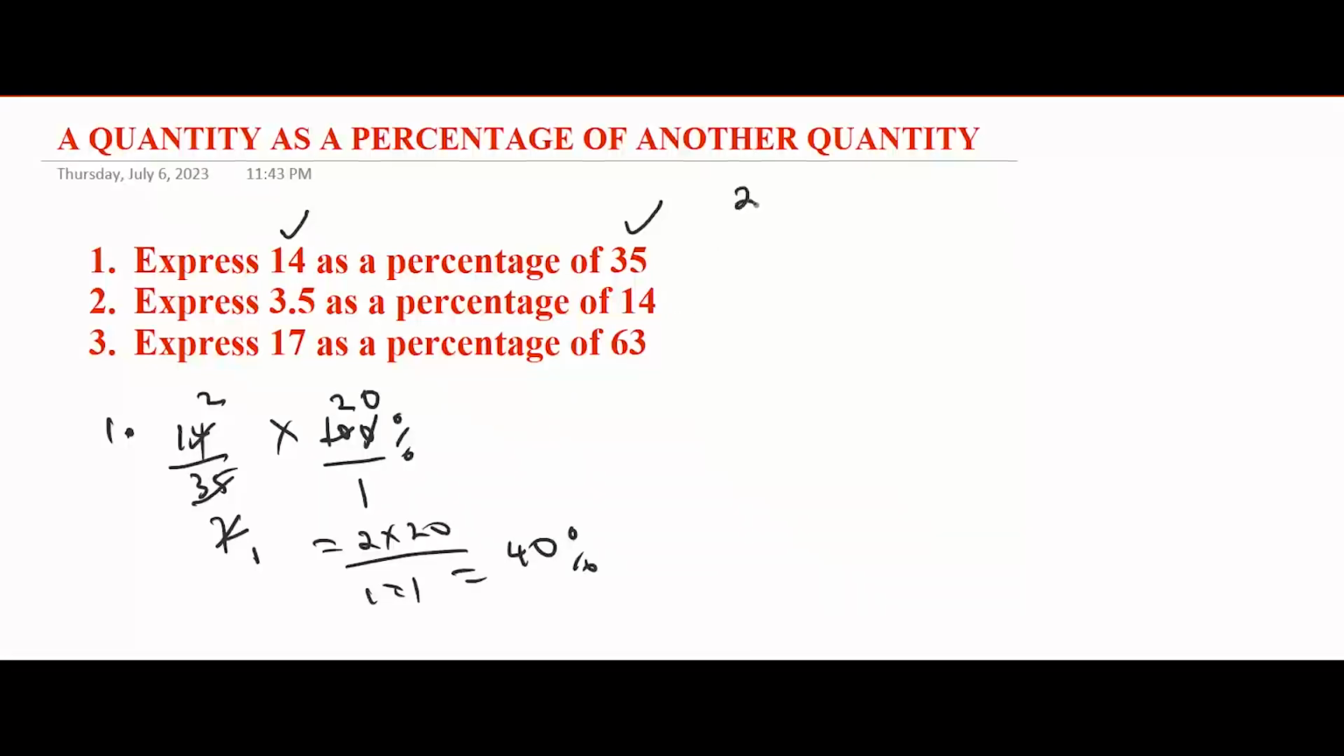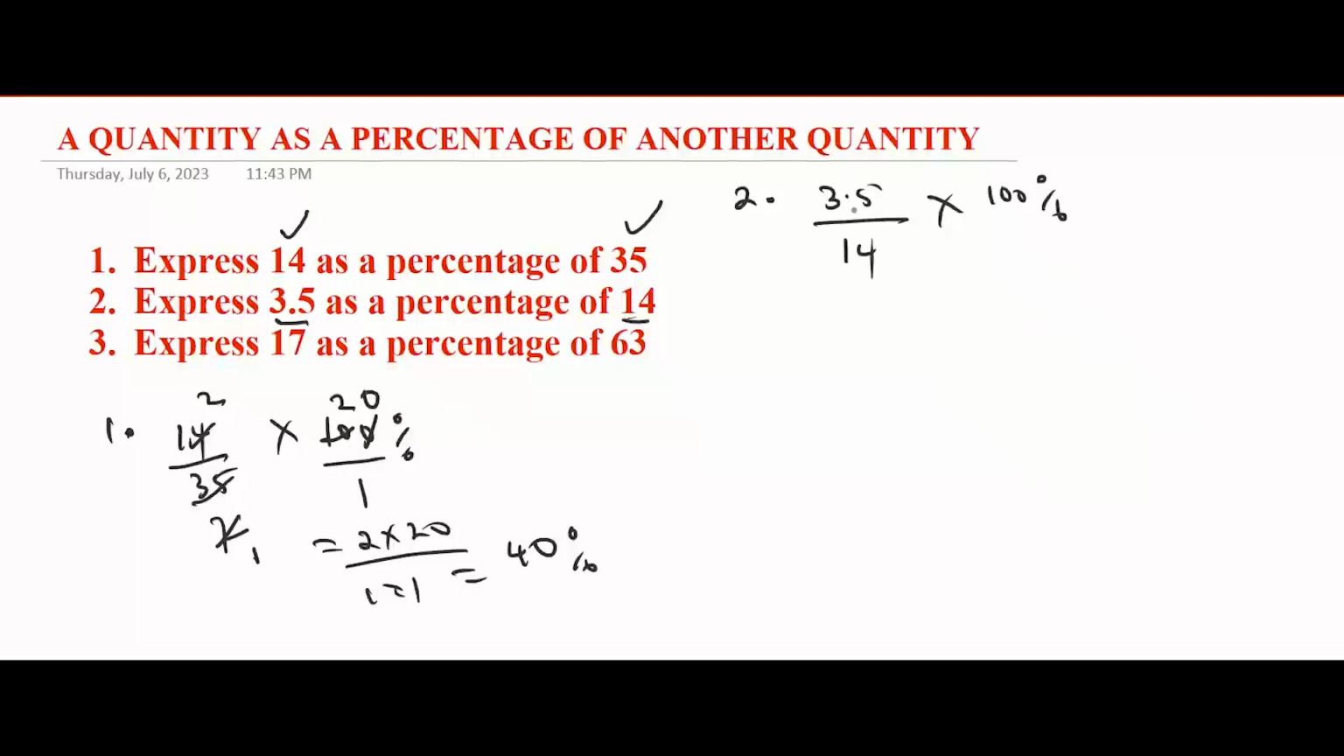Then let's write the second one up here. We want to write 3.5 as a percentage of 14. So 3.5 will be the numerator, out of 14 as the denominator, times 100%.